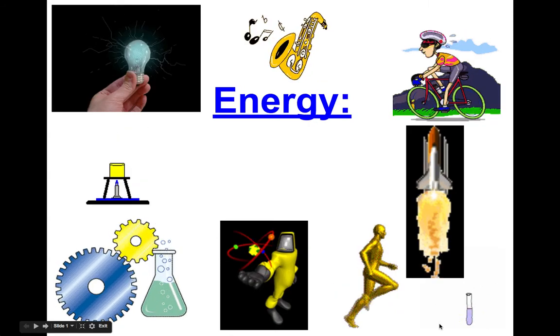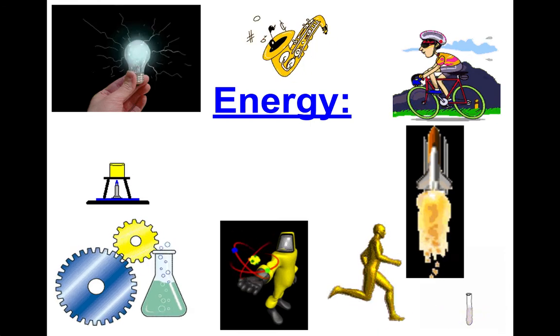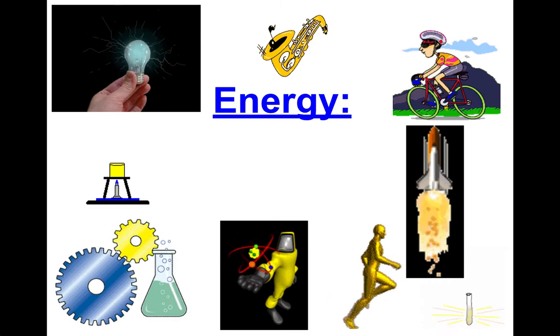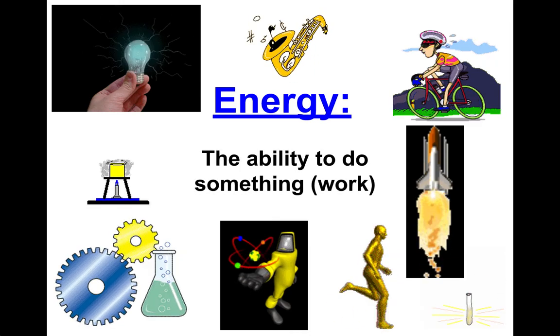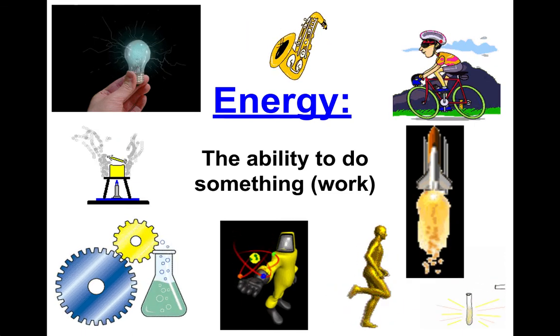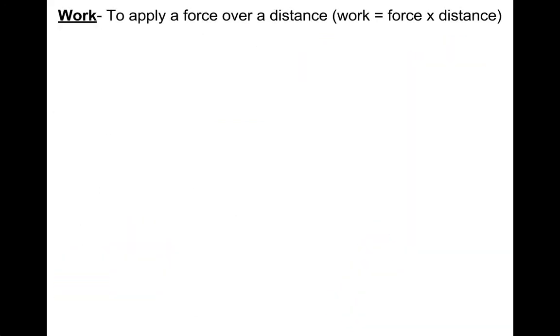Okay, today we're going to talk about energy, and this is going to lead into our car crash rubric because this is one of the main topics that we're going to be talking about. So energy. The definition of energy that we are using is the ability to do something or work. That something is work. So work is to apply a force over a distance. So work equals force times distance.